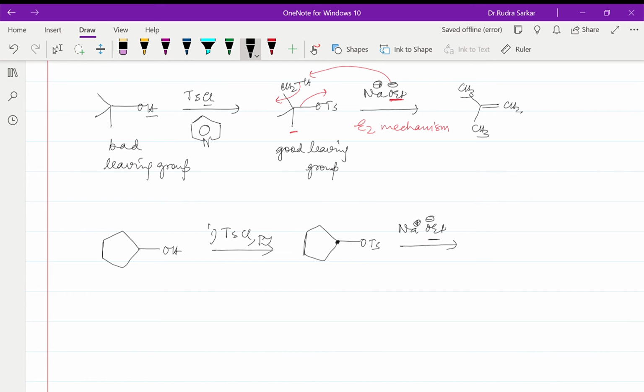this base will look for acidic proton. So if this is the alpha, that is the beta carbon, and this particular proton, it will abstract. So if this takes up that proton, then that comes in here and that will be released. So we are going to get basically cyclopentene, again via E2 pathway. Okay.